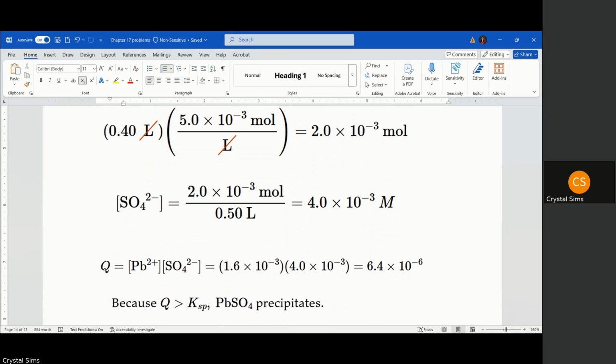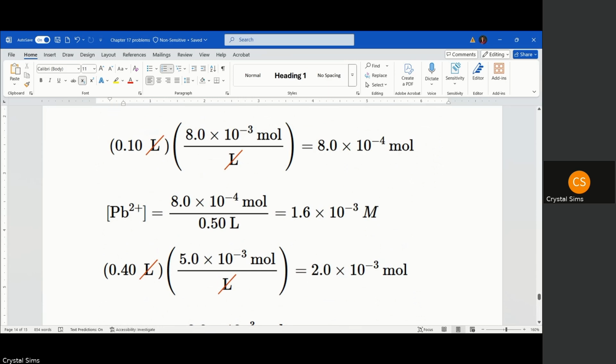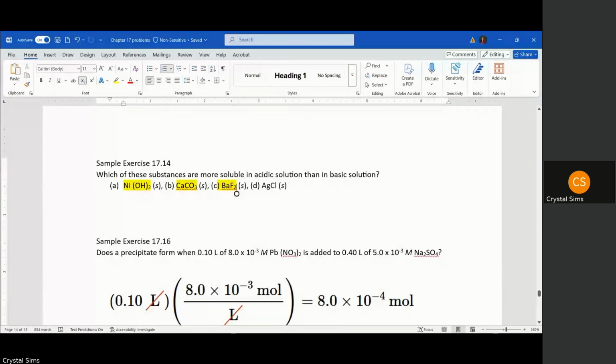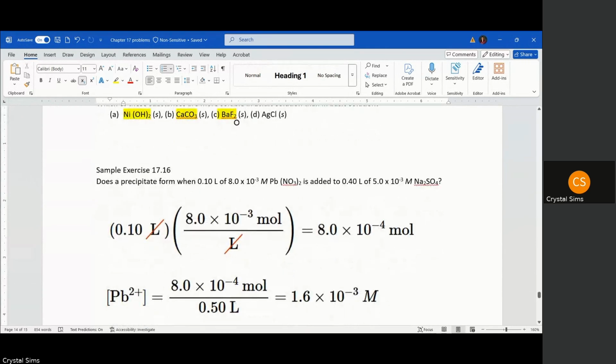So the important thing to remember about these types of problems when you first get started is to figure out what your precipitate will be. And then from there, figure out your molar concentrations of the ions involved.